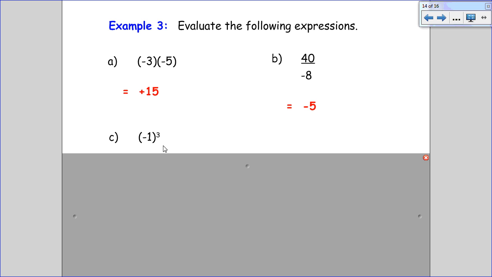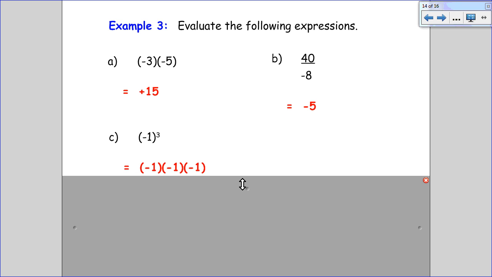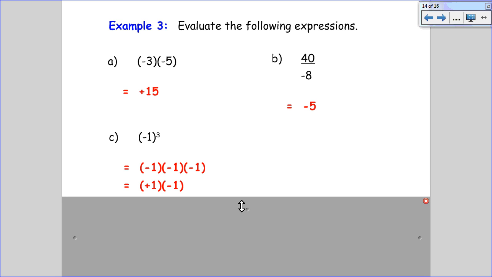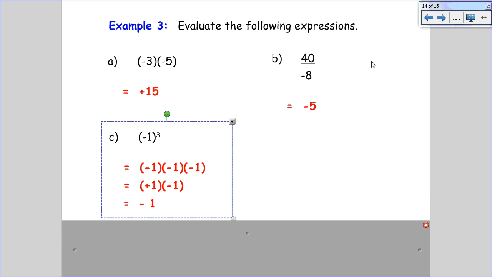-1 cubed. That's an interesting expression. What does that mean? It means -1 times -1 times -1. Now, we do multiplication and division in the order they occur according to BEDMAS. So -1 times -1. That's a negative times a negative, which is a positive, and 1 times 1 is 1. So we're left with +1 times -1. Well, now we have a positive times a negative, which gives us a negative.